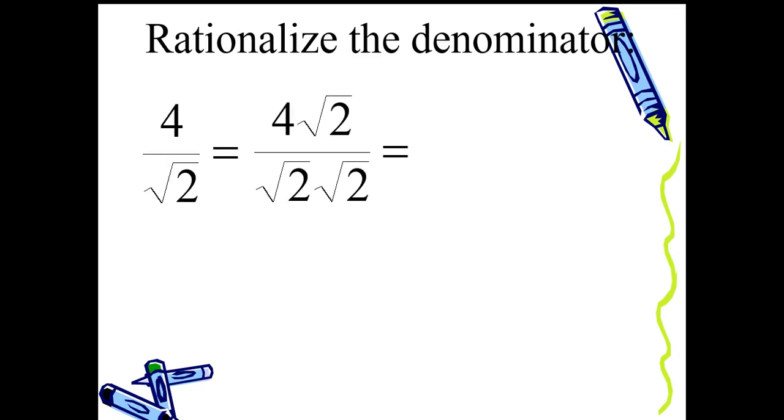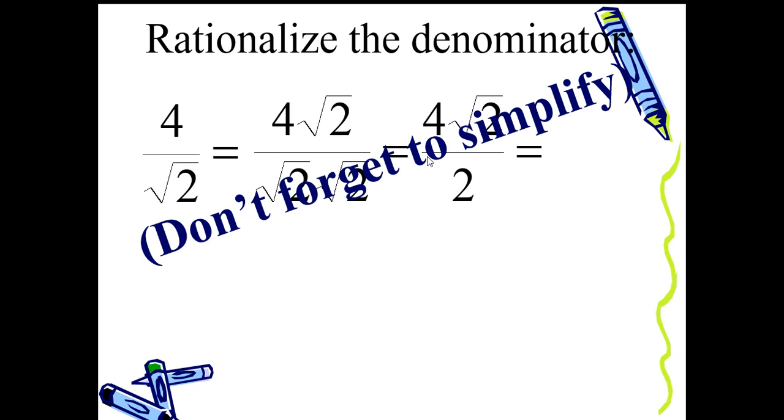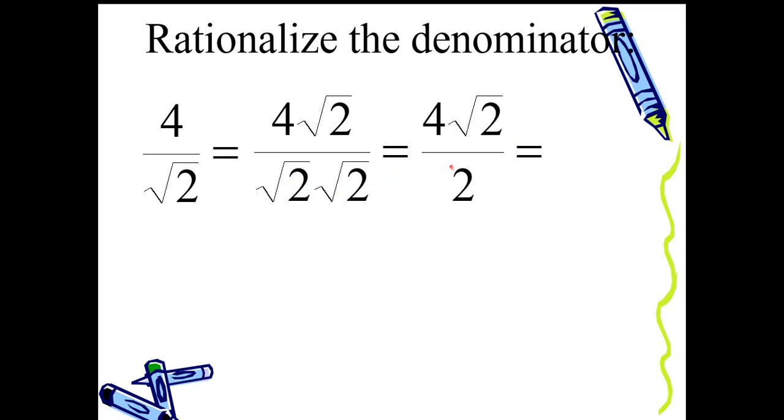Let's try another one. So here if I have 4 over radical 2, also I multiply both by radical 2. I will have 4 radical 2 over radical 2 times radical 2 gives me 2. But here if I can simplify, you need to simplify. So what is 4 over 2? Gives me 2. So I can simplify it and I will have 2 radical 2. So my final answer, my rationalized answer is 2 radical 2.